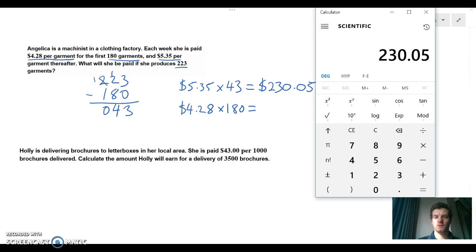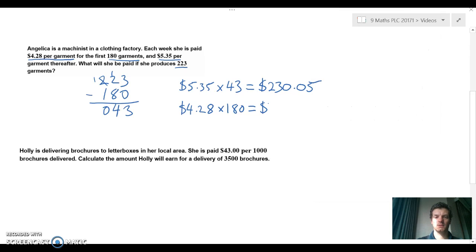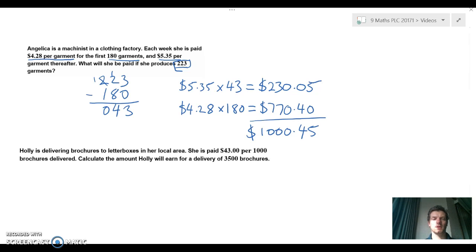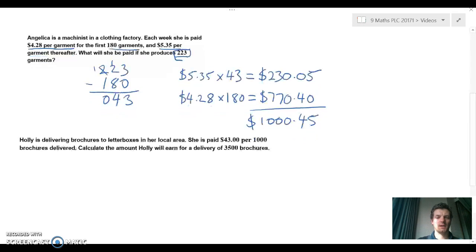And then for her first 180, she gets $4.28 multiplied by the 180. So $770.40. Now, if we add those two together, we get the total amount that she's paid for producing the 223 garments. So in total, she's paid $1,000.45 for producing 223 garments. Okay, our last one.